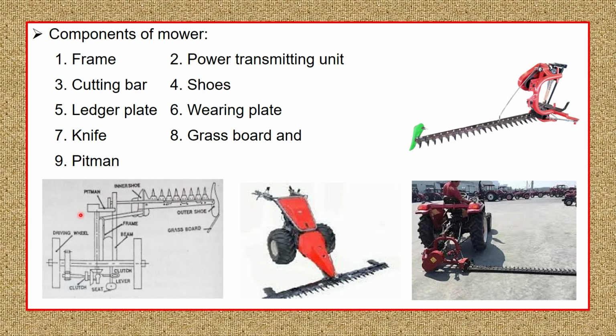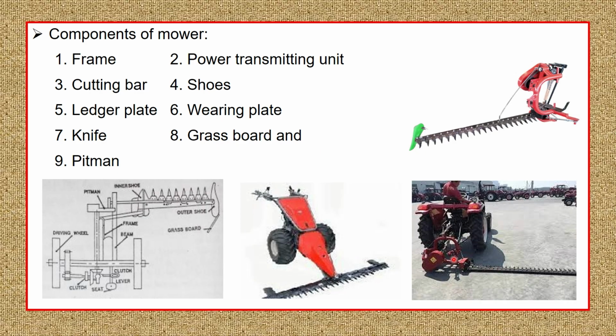And this is the frame, which accommodates all the other components of the mower unit. In this case also, this is the frame which supports all the other components attached to it. As for the power transmission unit, in the case of a tractor, the power transmission unit is the tractor, which directly provides the rotary motion through the PTO, and with the help of the power received, there will be rotary motion, and that will be converted into reciprocating motion with the help of a pitman.